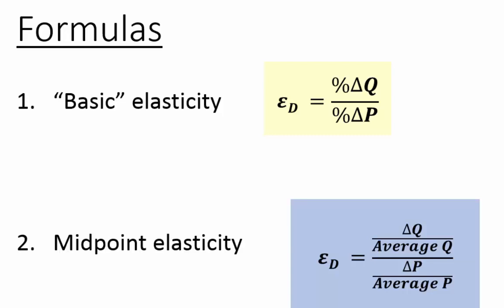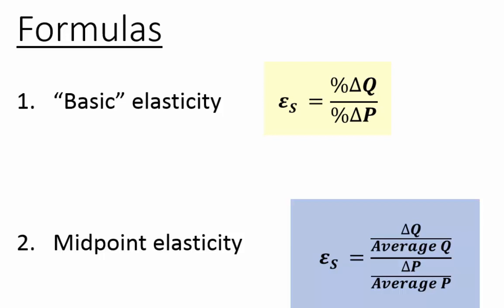Okay, so just to summarize the formulas, our basic elasticity of demand is simply the percent change in quantity divided by the percent change in price. Our midpoint elasticity is the change in quantity divided by the average quantity, divided by the change in price divided by the average price.